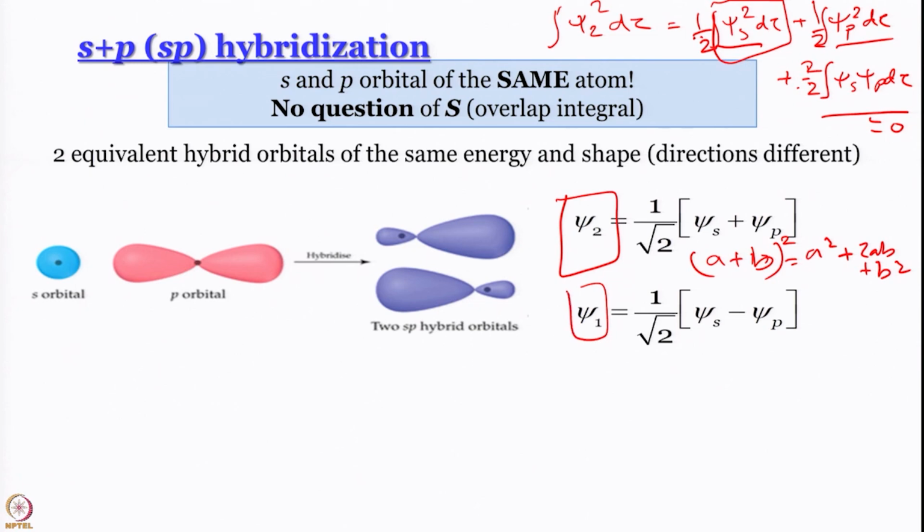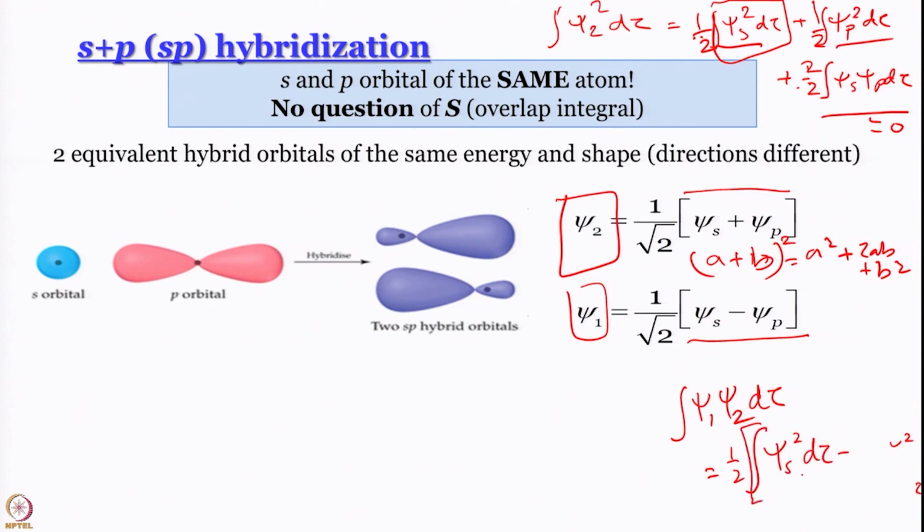And what happens if I try to work out integral psi 1 psi 2 d tau? Psi s plus psi p, and psi s minus psi p, and we have 1 by root 2, 1 by root 2, that will be 1 by 2 integral psi s square d tau minus, I can take this outside the bracket, integral psi p square d tau. So now we know this is 1, this is 1, 1 minus 1 is 0. So we have proved that psi 1 and psi 2 actually are orthogonal to each other.